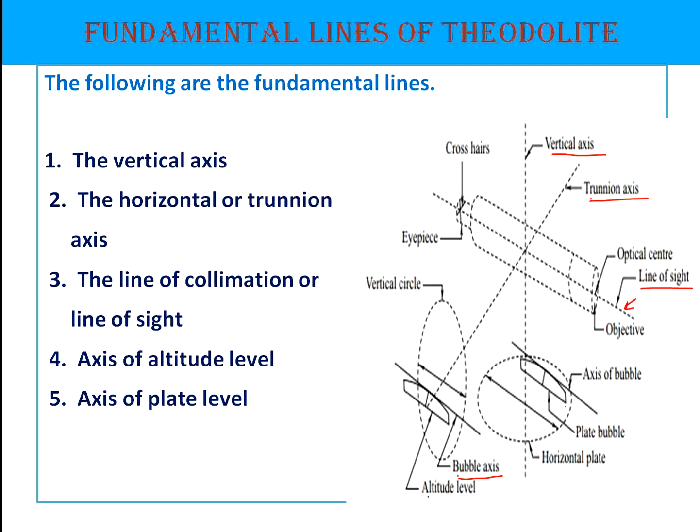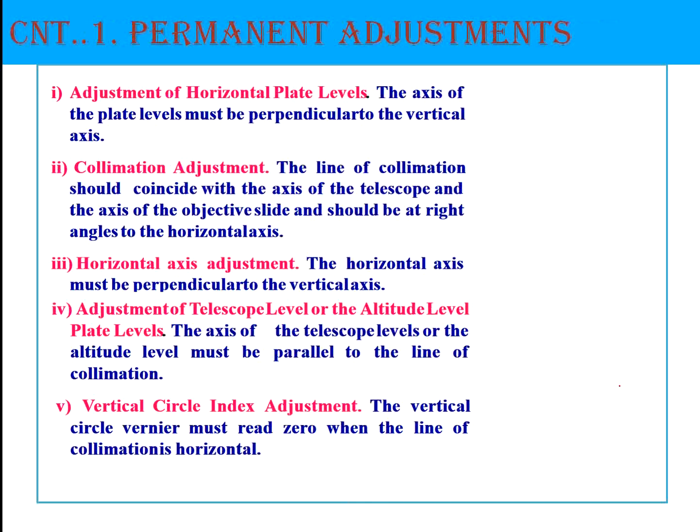Similarly, near the horizontal plate also a plate bubble will be there. The axis of that bubble will be termed as axis of plate level. That will be the fifth fundamental line of the theodolite. Now, what are the relations of these fundamental lines? The axis of the plate level must be perpendicular to the vertical axis, and also the line of collimation should coincide with the axis of the telescope, axis of objective, and also should be at right angles to the horizontal axis. So the line of collimation will be perpendicular to the horizontal axis.